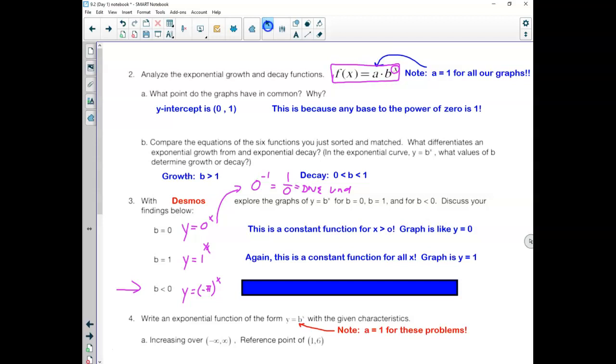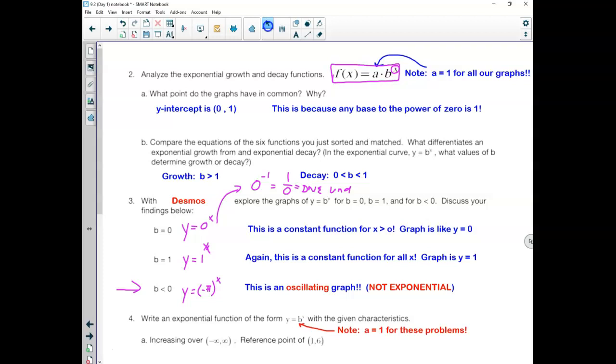Well, why is that? Well, think about it. If you take a negative number to an even exponent, it is now positive. But if you take that same negative number to an odd exponent, it's now negative. So your y values are oscillating from positive to negative, from positive to negative. And that happening, that's not an exponential function. That's an oscillating graph, okay? So it's not going to be there.